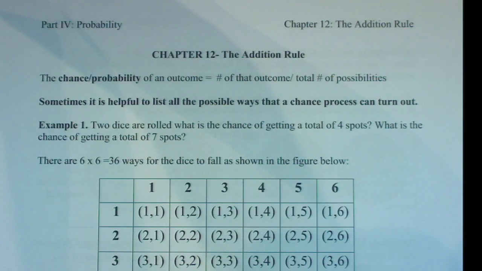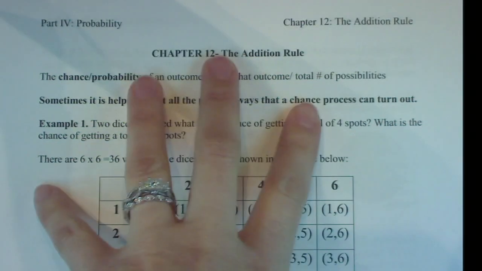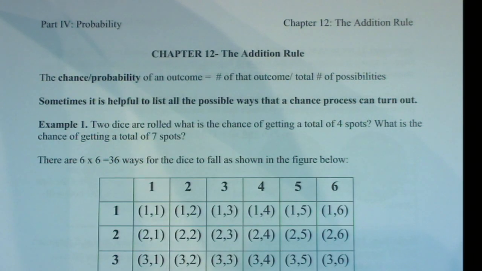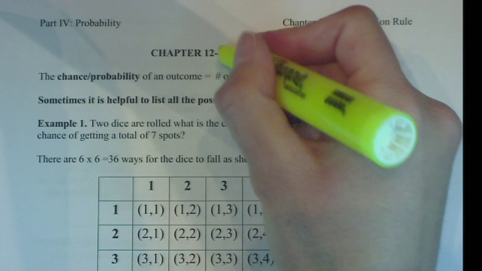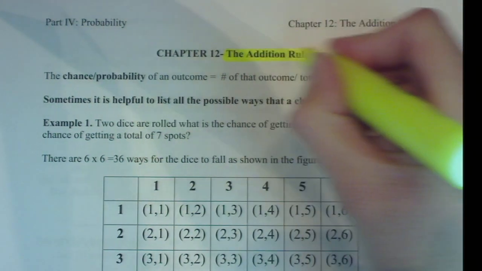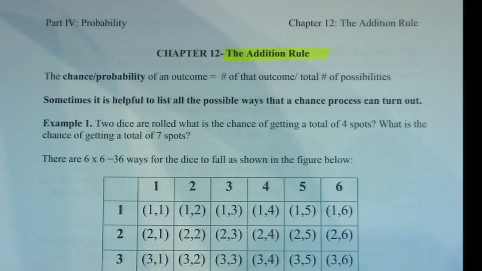Okay, so exam 2 is over chapters 6 through 12, box plots all the way to the last part of probability. And we learned about something called the multiplication rule. And chapter 12, you guys can see, is called the addition rule. So this is the last case of probability that we're going to do. And it kind of ties in everything we've been doing so far.